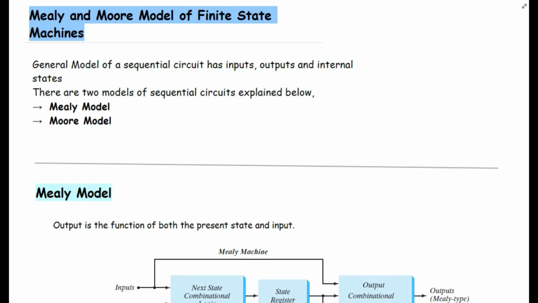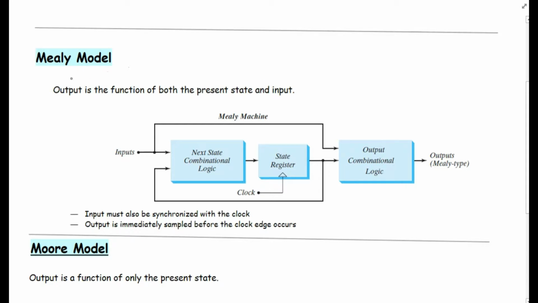Today our topic is Mealy and Moore model of sequential logic circuits or finite state machines. As we know that the general model of a sequential circuit has inputs, outputs and internal states of the flip-flops. So based on it we have two models of sequential logic circuits as given below. The first one is the Mealy model and the second one is the Moore model. In the Mealy model, the output is the function of both the present state and the input.